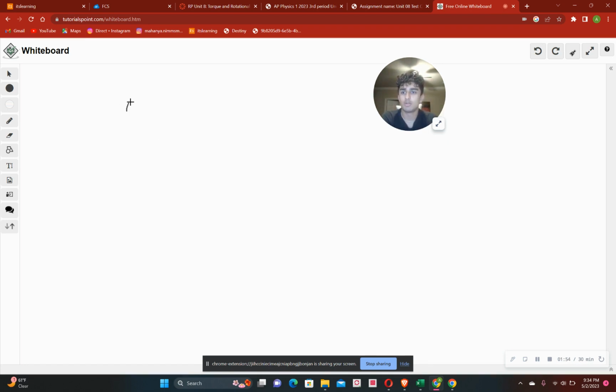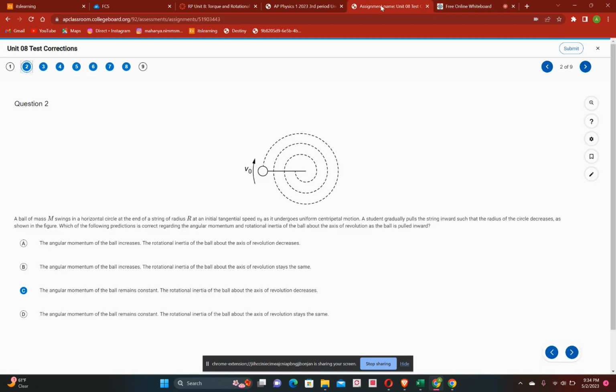So we know that the moment of inertia is always some constant times mr squared, right? And with this, since the r is getting smaller, the rotational inertia will get smaller since they're proportional. So that's why C is the answer. The momentum is conserved, it stays constant, and the rotational inertia will decrease.